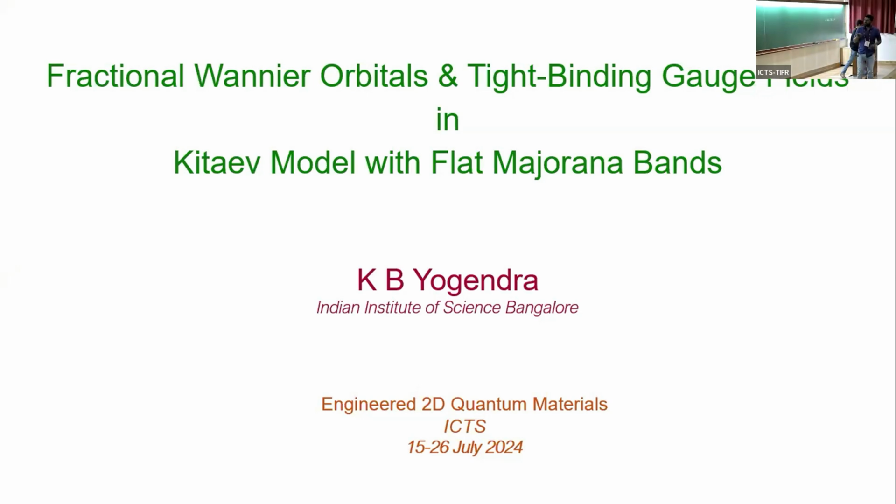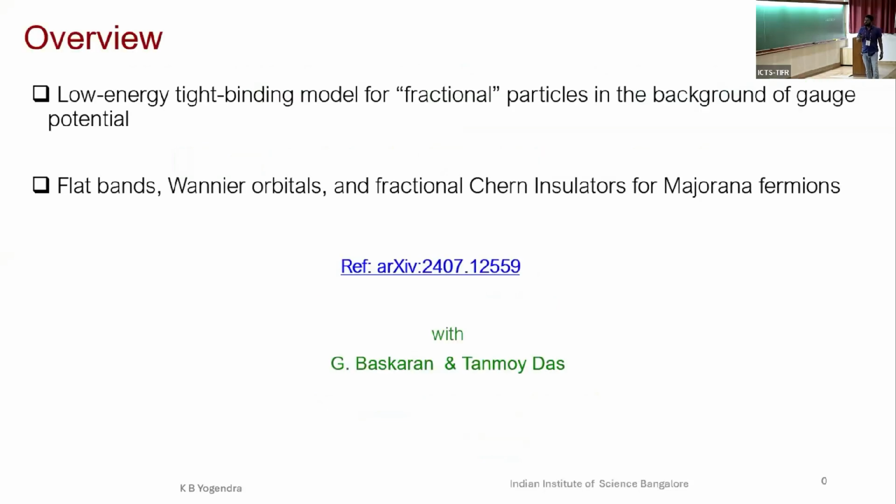I'm going to talk about fractional Wannier orbitals and tight binding gauge fields in the Kitaev model with flat band Majorana bands. Here is an overview of my talk. I'll first talk about the construction of low energy tight binding models for fractional particles in the background of gauge fields, and then I'll discuss flat bands, Wannier orbitals and fractional Chern insulator phases for Majorana fermions. This is based on this reference, done with Professor Bhaskaran and Tanmay Das.